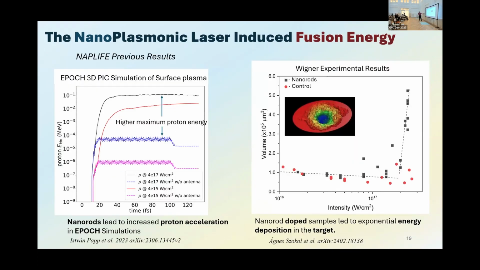So in some of the past research, this is actually a particle-in-cell simulation done by Istvan Pop. We can see this is proton kinetic energy in MeV, that we get much, much higher proton energies when we include nanorods in the medium than when we don't. So this is just a simulation box, a nanorod in the middle. We measure proton energies coming out of the simulation. We get much higher energies when we add the nanorods. This is with nanorods, this is without.